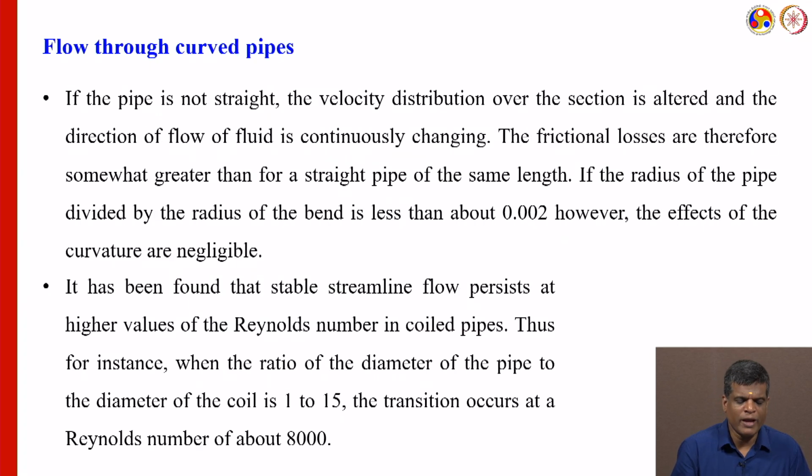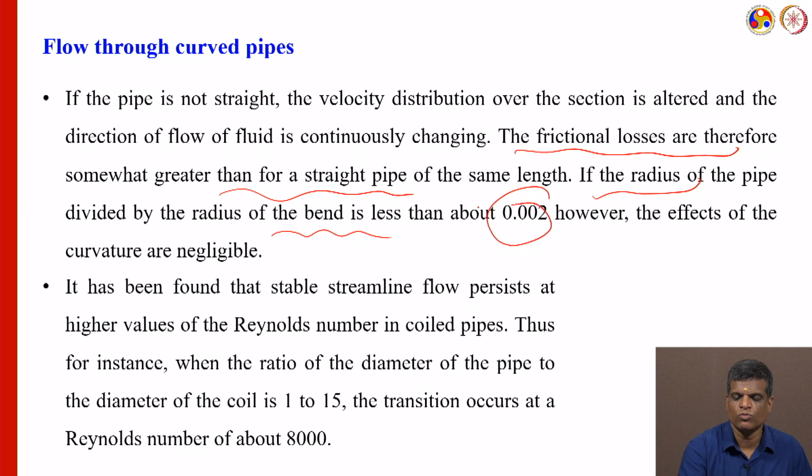Now, flow through curved pipes, which is a continuation of that. The friction losses are somewhat greater than in a straight pipe of the same length. As discussed, if the radius of the pipe divided by the radius of the bend is less than 0.02, the effect of the curvature is negligible. Again, the transition occurs at a Reynolds number of about 8000; above 8000, the transition occurs automatically.